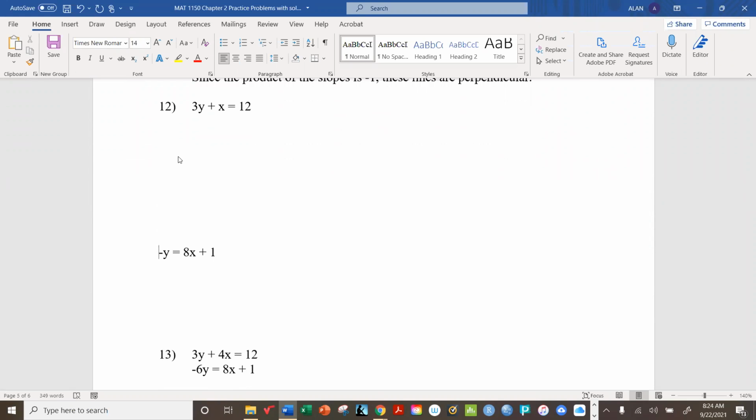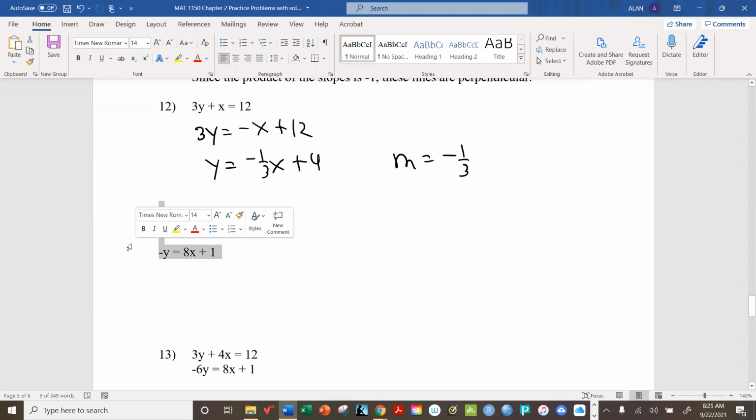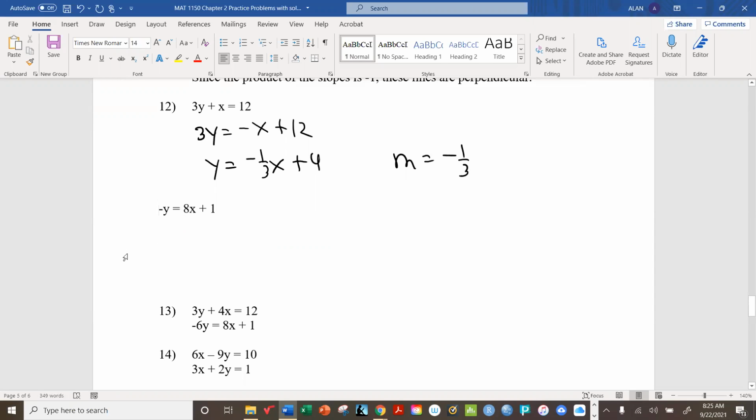So we have, let's subtract the x from both sides, divide by the 3. Okay, m equals -1/3. And this one, all I have to do is actually multiply both sides by -1.